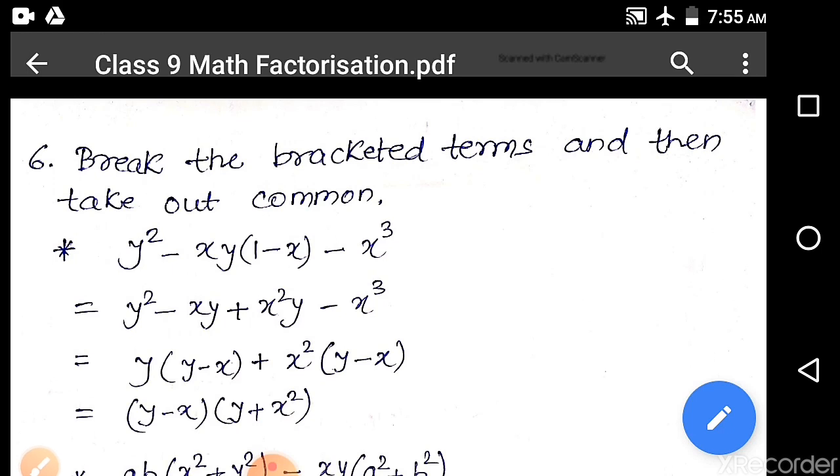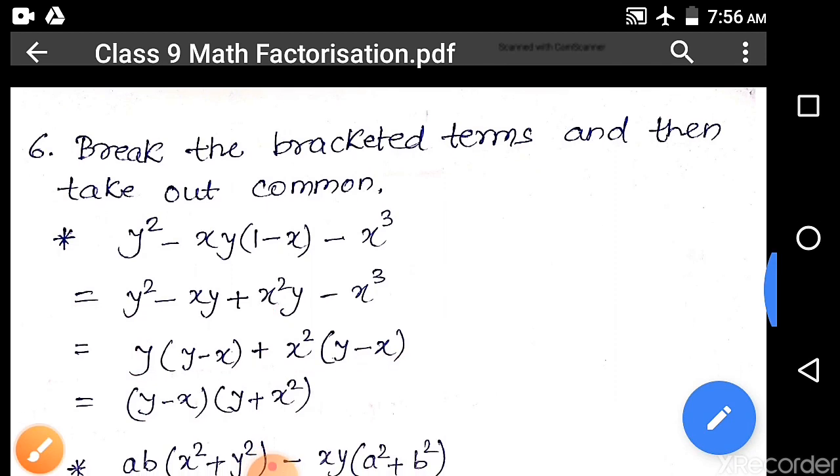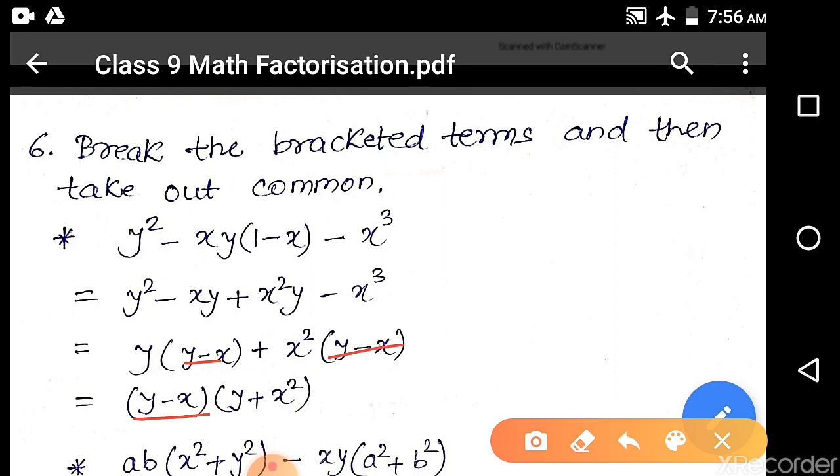So here we can take common as y. See, y can be taken out common, and this one becomes y minus x. Now here we can take x square as common factor for those two terms, so this one also becomes y minus x. Now we have two bracketed terms, same, y minus x and y minus x. That means we can take out y minus x as a common factor, and what we left, y. See, when we take y minus x as a common factor, we have y plus x square. So this is the complete factorization we have. So in this way we first break the bracketed term, then solve for the factorization.